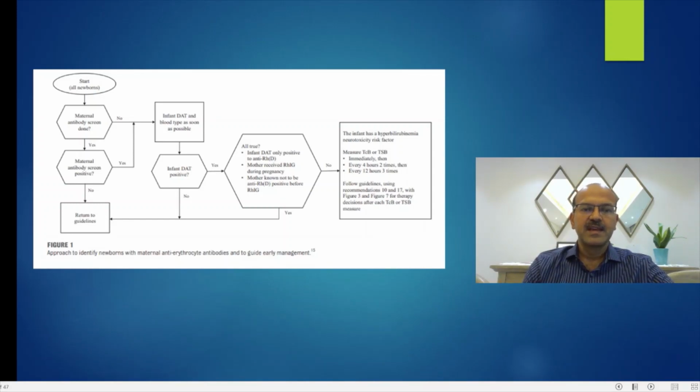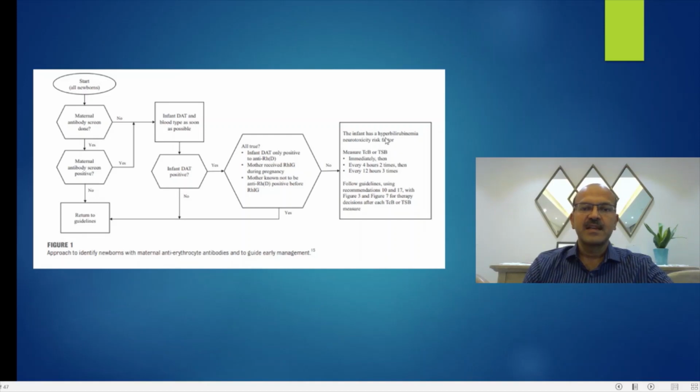If any of these are abnormal, then you would consider the baby's DAT as significant. But if all these are true, then you can assume the baby can return to the normal guidelines. Of course, you would monitor the baby for jaundice. You would do the screening as you would for any other newborn before discharge, but you don't need to be doing it as intensively as in this case.